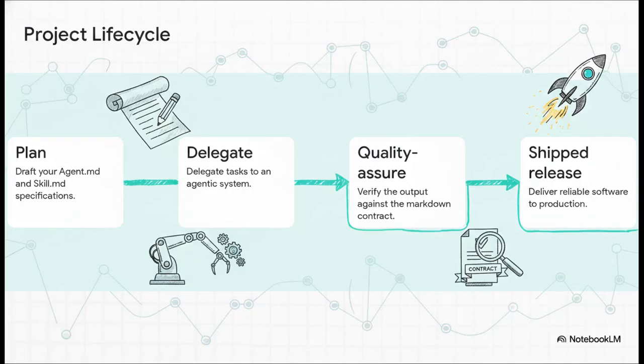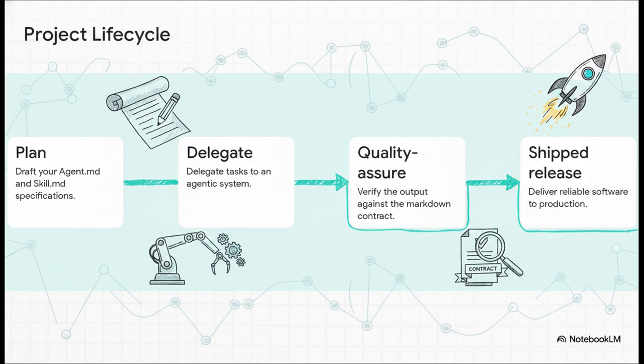The execution phase requires a very precise life cycle to take your AI project from just an initial idea all the way to a fully shipped release. Let's walk through it. Step 1 is the plan phase. This is where your agent.md and skill.md files are drafted and debated by your engineering team. Then, step 2 is delegate. Now, you aren't just sending a chat message anymore. You're delegating tasks to an autonomous agentic system that operates exclusively within the markdown specifications you just laid out. Next up is step 3, quality assure. And for experienced builders, this is where it gets highly technical.